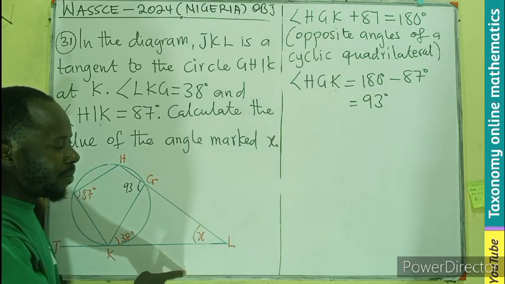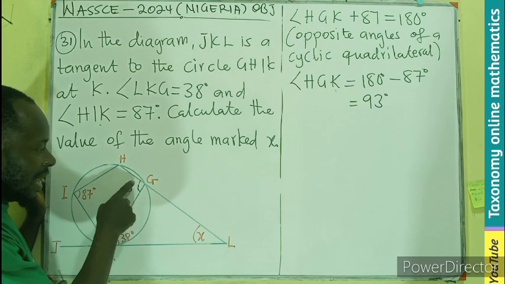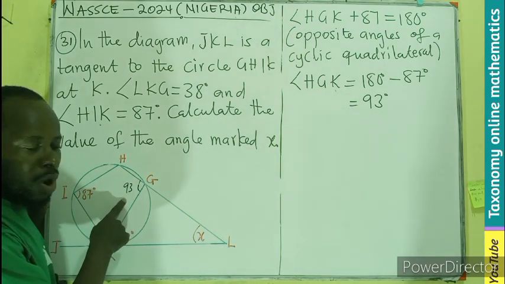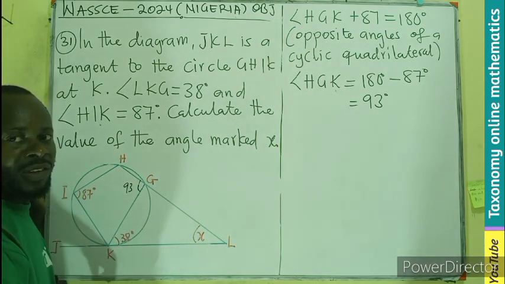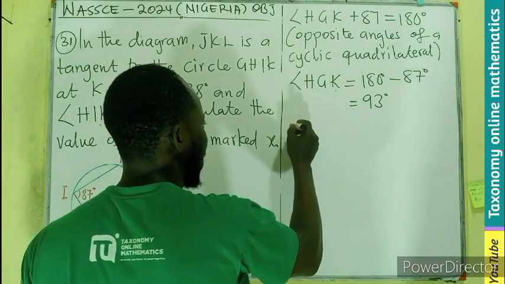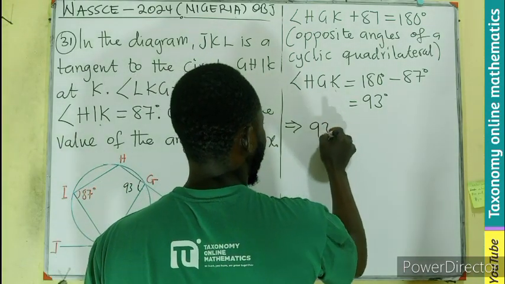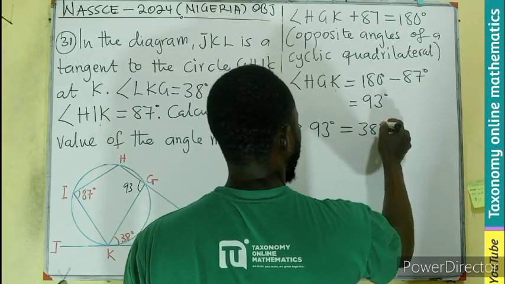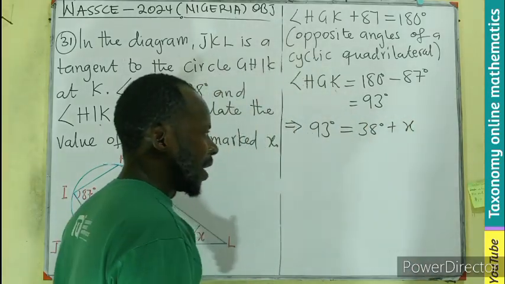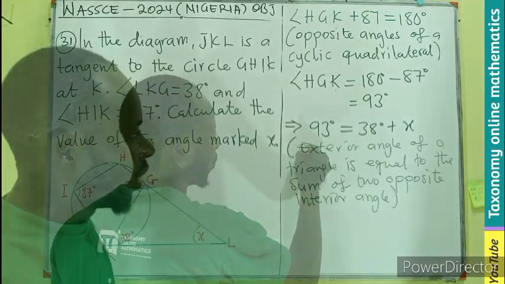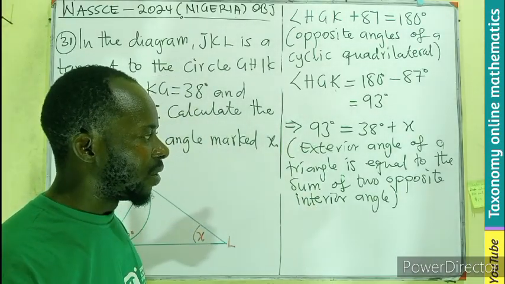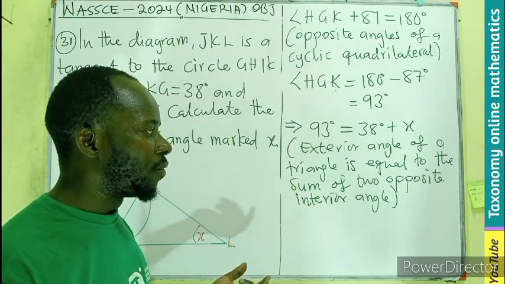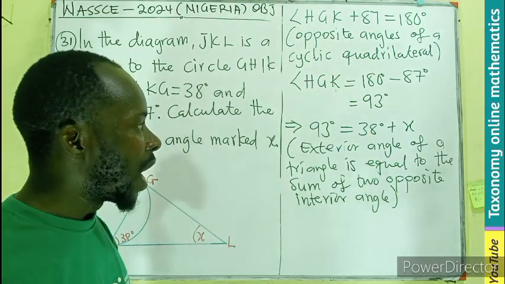And the property from plane geometry that says that an exterior angle is equal to the sum of the opposite interior angles. So I can say that the 93 degrees, as I found, is equal to 38 degrees plus X. And what property is that? So we can say the exterior angle of a triangle is equal to the sum of the two opposite interior angles.